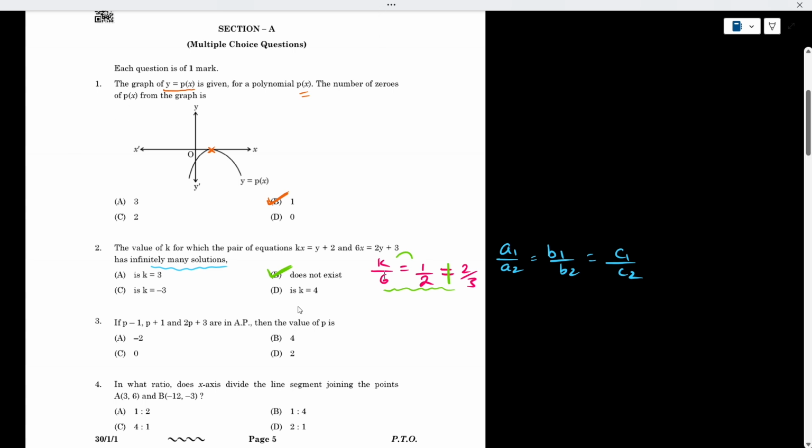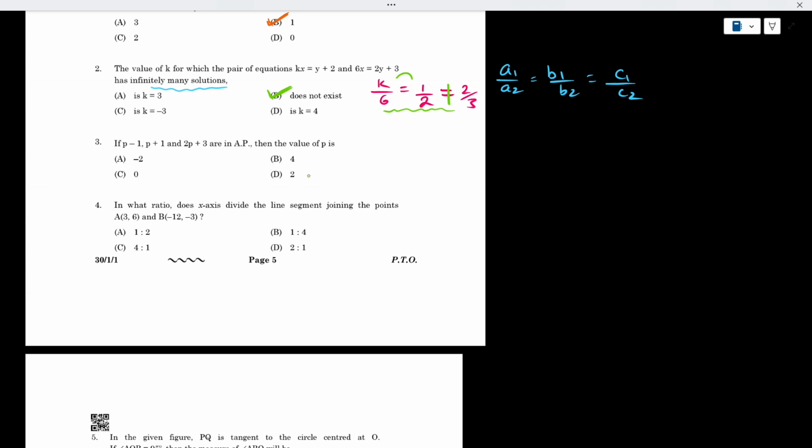Now go to the third question here. It is given in AP, so this question is from arithmetic progression. It says if p minus 1, p plus 1 and 2p plus 3 are in AP, then find the value of p. Now remember, because these three terms are in AP, what rule are you going to use? The common difference is always the same, so A2 minus A1 equals A3 minus A2.